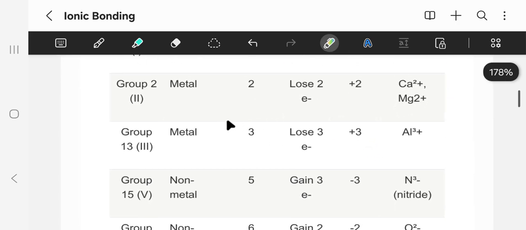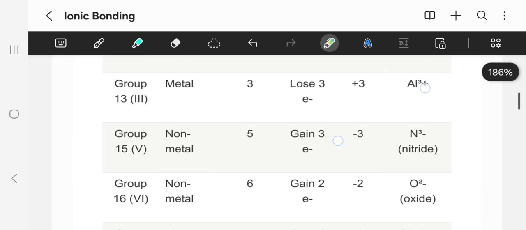And then we move on to another metal that loses electrons, the metals in group 3. In group 3, the only non-metal is boron. The other ones in group 3 are going to be metals. If they are in group 3, they have how many valence electrons? 3 valence electrons, and that means they lose 3 electrons. Their charge will be +3, and an example is aluminium, Al3+.